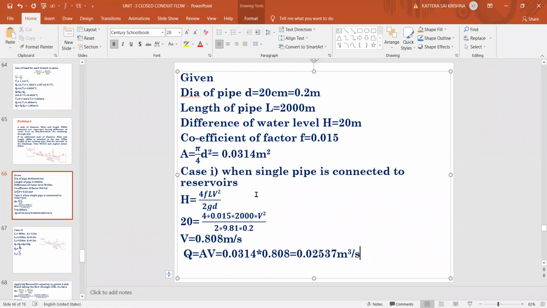We don't have any branched pipes here. What we are considering is a single pipe. So we have calculated the discharge in that pipe by using this frictional formula. Total losses are created because of only the friction, so that's why we have taken the Darcy equation for finding that. So H equals 4FL V square by 2GD.